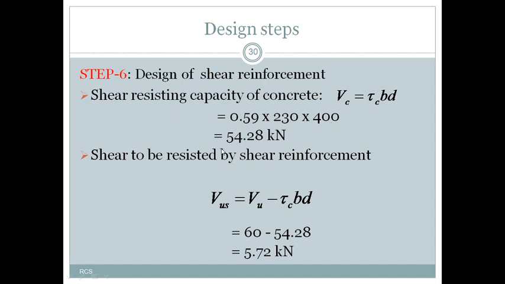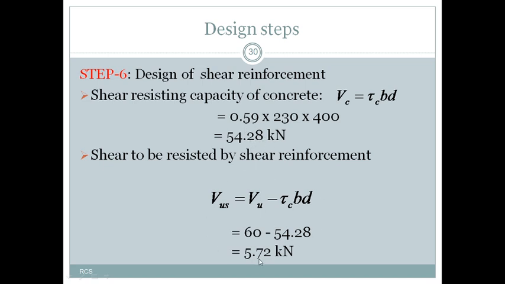So this amount of force will be resisted by concrete, that is 54.28 kilonewtons. Then calculate the shear to be resisted by shear reinforcement. We know the total force. From that, if you deduct the shear resisting capacity of concrete, that is VC, then we can know the shear resisting capacity of reinforcement, that is VUS = VU minus tau C bd. We know VU is the total, minus VC, the shear resisting capacity of concrete, equal to tau C bd. So the total is 60 minus the shear resisting capacity of concrete, 54.28.